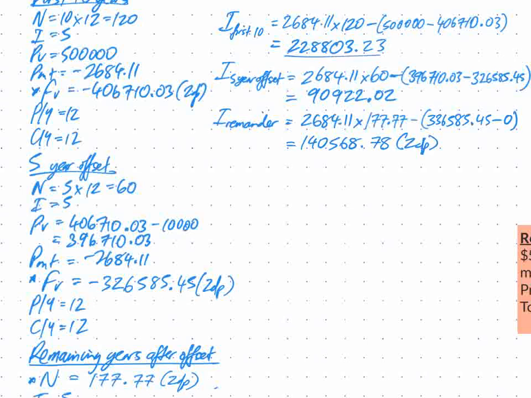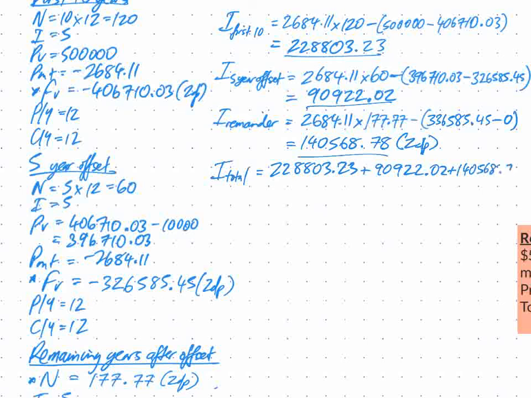I need to total these up because there's 3 chunks of interest here. So the interest total was 228,803.23 plus 90,922.02 plus 140,568.78. That comes to 460,294.03.